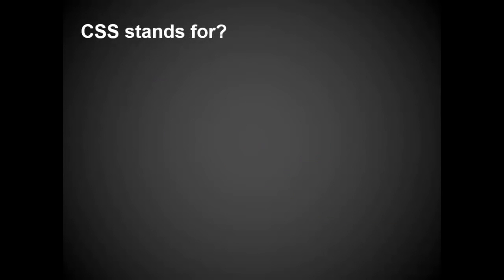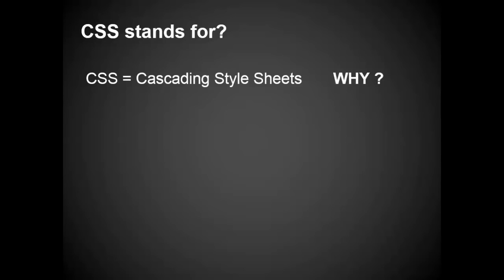So what does CSS stand for? CSS stands for Cascading Style Sheets. But why? Cascading style sheets are set up so that you can have multiple properties all affecting the same element. Some of those properties may conflict with one another. For example, you might set the font color of a link to red on one part and then later on set the color of that link to blue. And how does the browser know which one to apply?